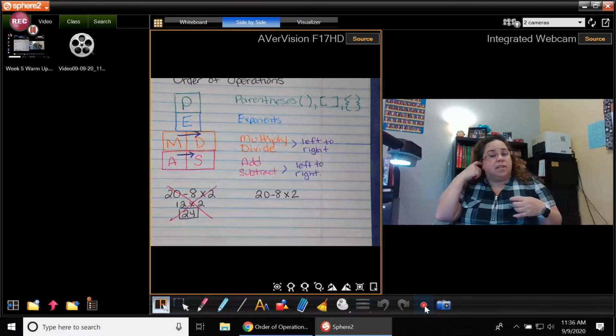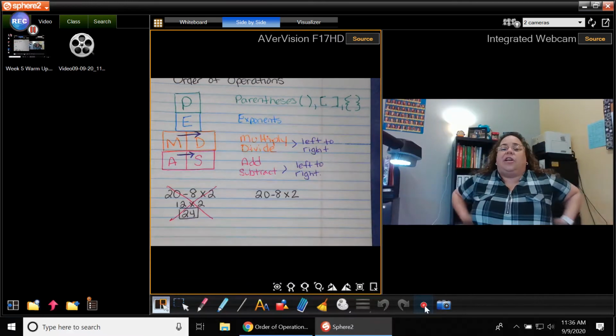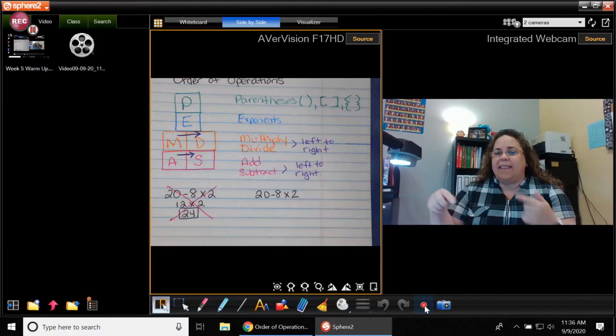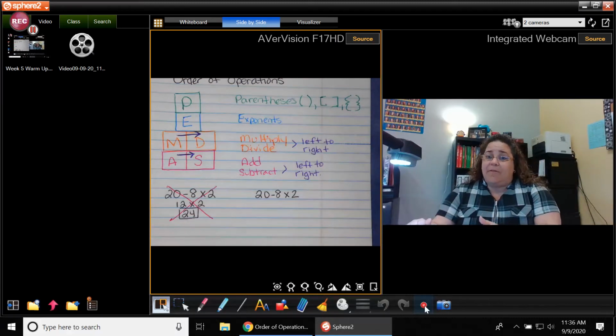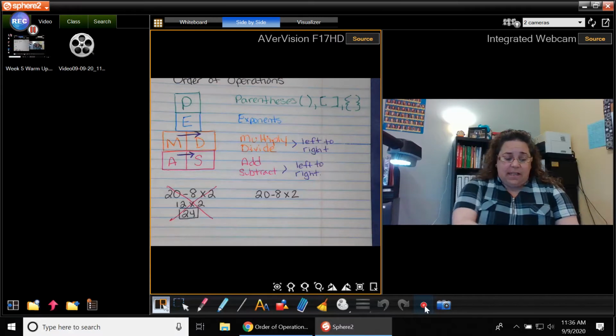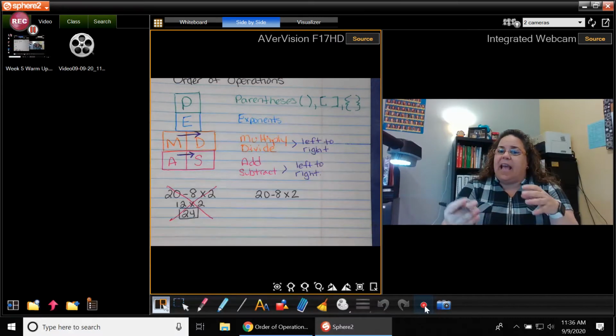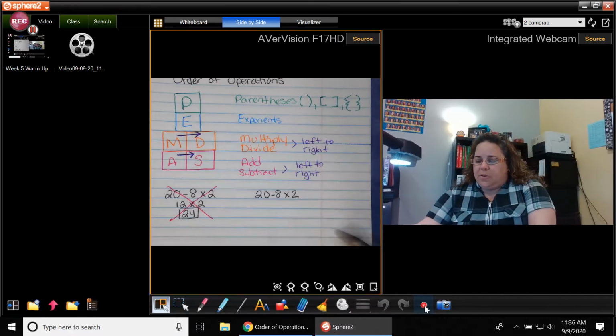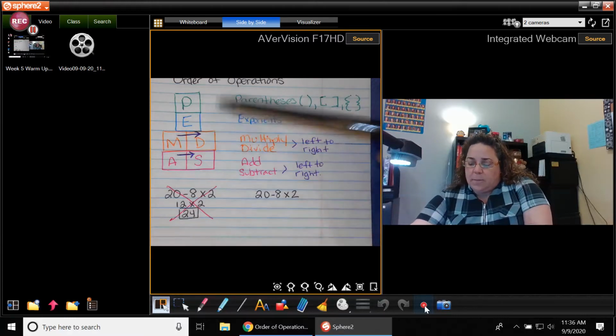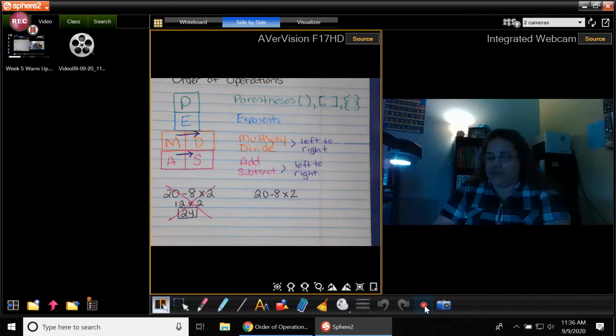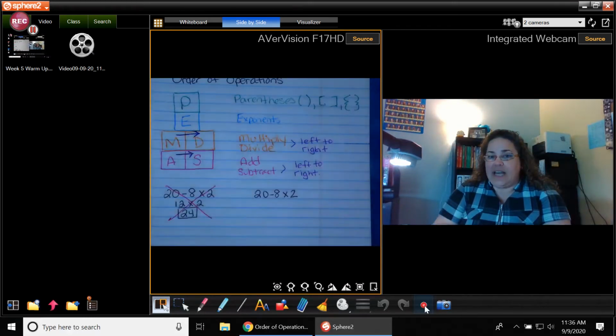Okay, so now that we have our graphic organizer here, let's take a look at that math problem that we had from the beginning and see if we could resolve it and get the actual correct answer. So if I look at 20 minus 8 times 5, and then I look at my chart, what is it telling me I should do first?